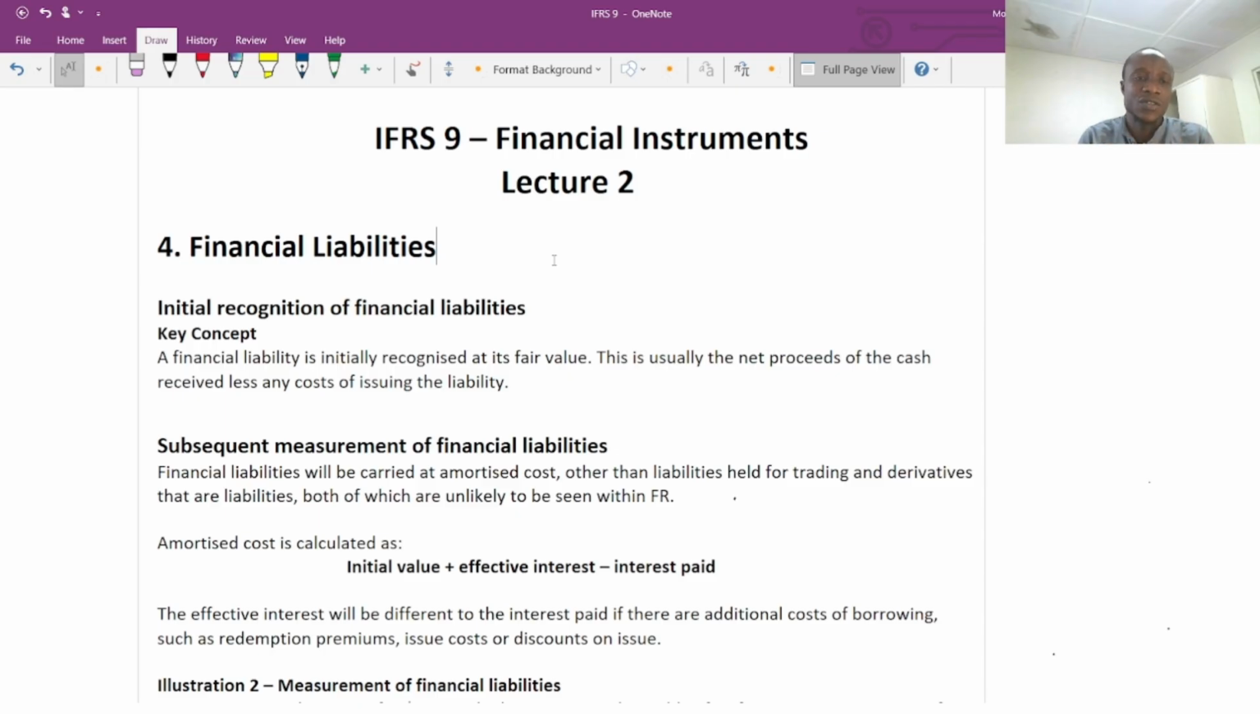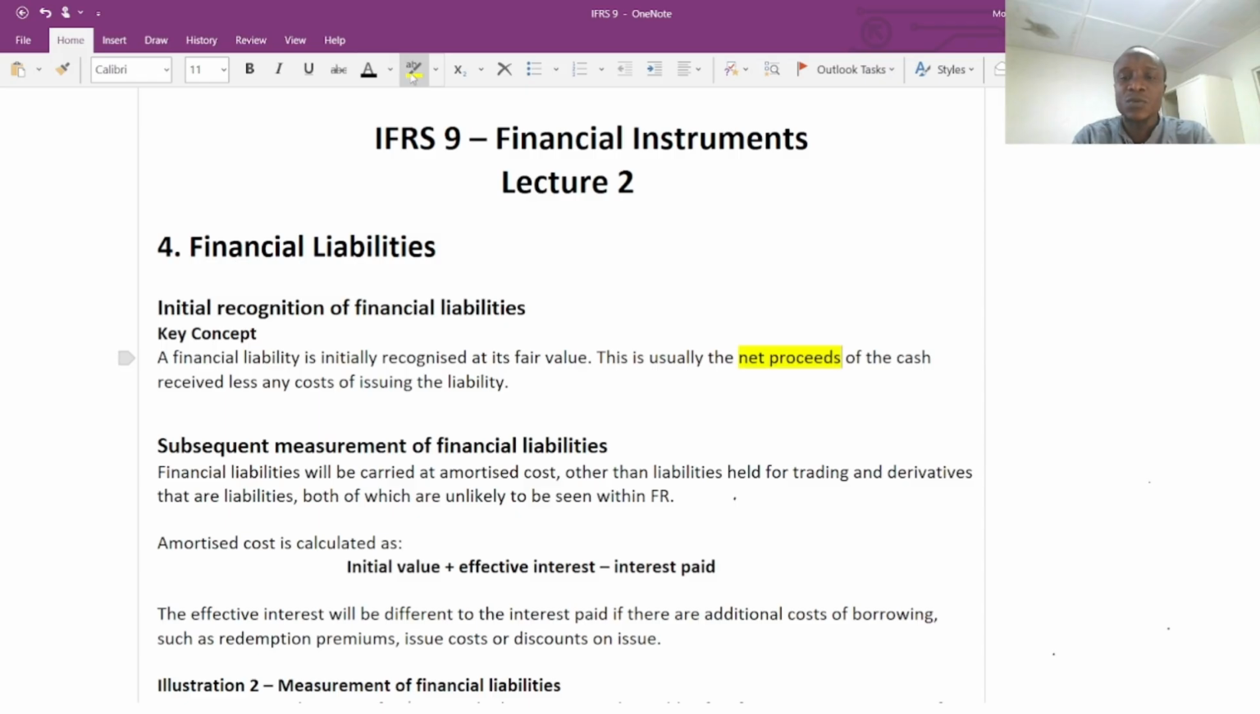That's the initial recognition. But now the key concept about the initial recognition: a financial liability is initially recognized at its fair value. When you look at IFRS 13 Fair Value Measurement, you're going to understand the concept of fair value. But for now, let's keep it simple. This is usually the net proceeds, a very important concept. The net proceeds, this is usually the cash received less any cost of issuance. Now, for example, the loan I mentioned a few minutes ago, the loan amount is $10,000, for example. I'm going to debit bank with $10,000. I'm going to credit liability with $10,000.